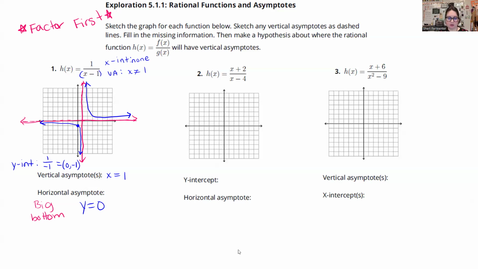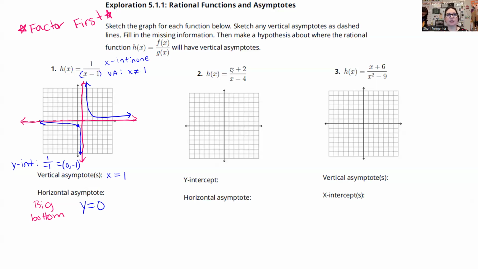You ready for the next one? Any questions over the first one? You can put the computer down. Any questions? Okay.